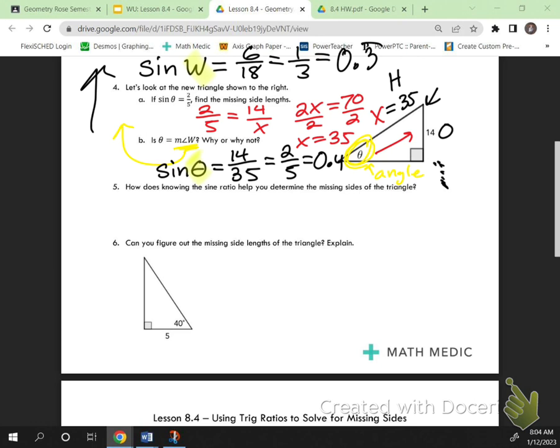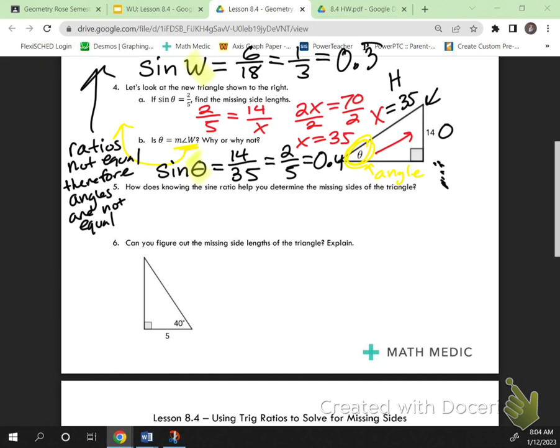Let's summarize that. We've got ratios not equal. Therefore, the angles are not equal.